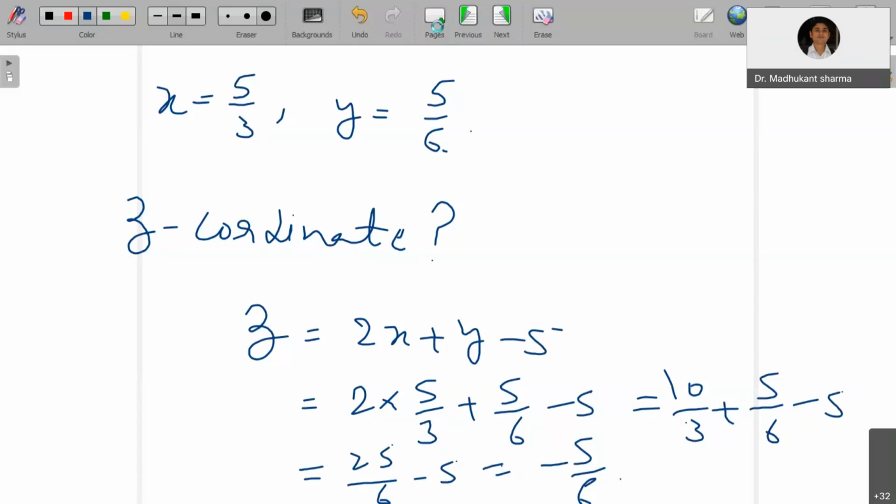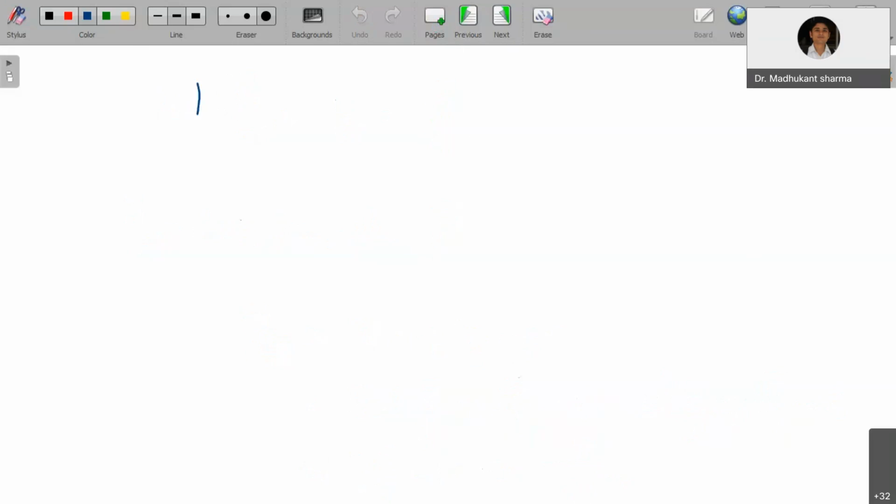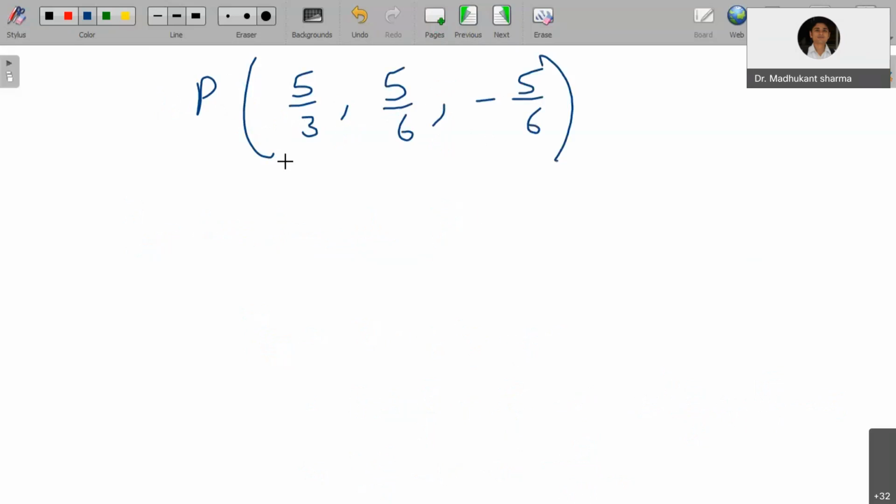So you have the coordinates now. So P is a point. X is 5 by 3, Y is 5 by 6, and Z is minus 5 by 6. Certainly it lies on that plane, the equation of the plane 2x plus y minus z minus 5 equals 0. Okay, that will satisfy that.